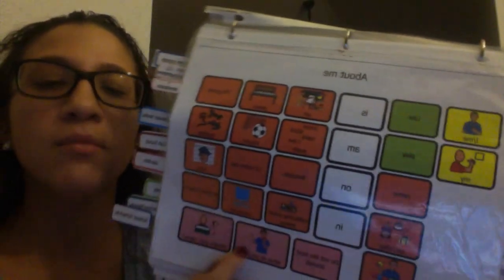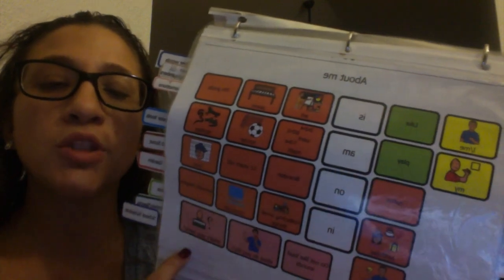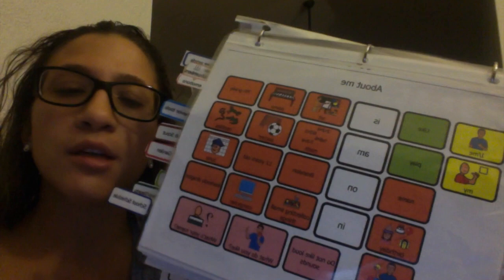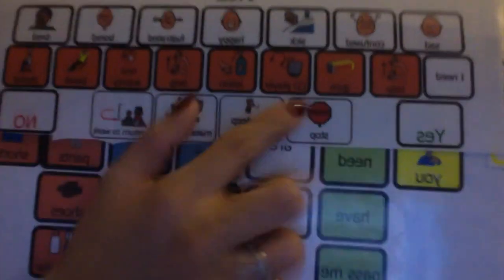Right here at the bottom, I have phrases on each page, phrases that he could quickly say based on the environment that he's in, such as, what is your name, what do you like, and I do not like loud sounds. I also included an emotion page right here.